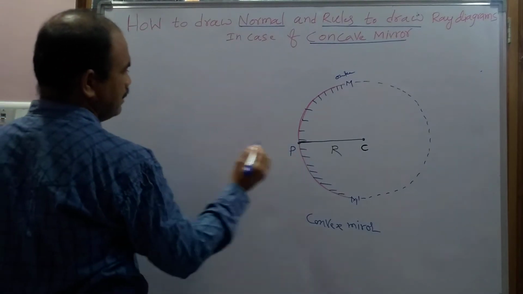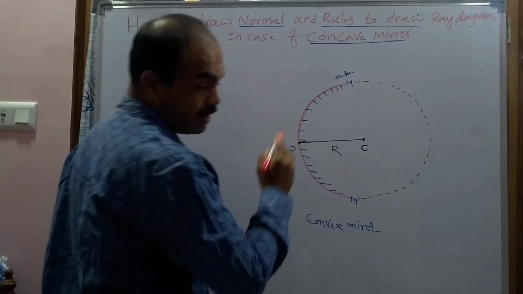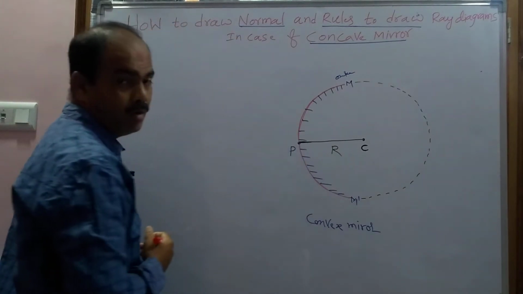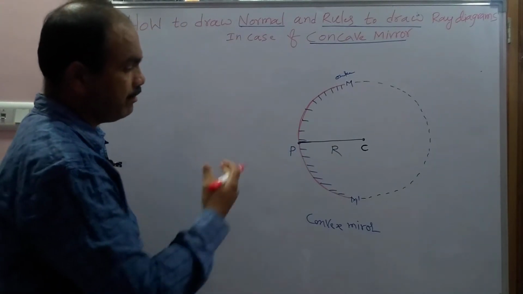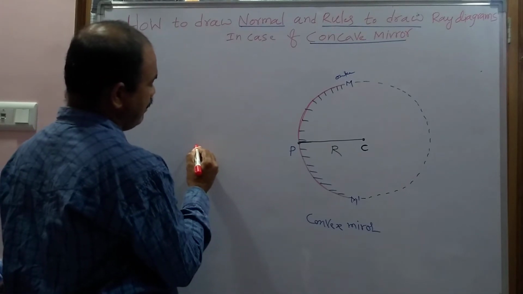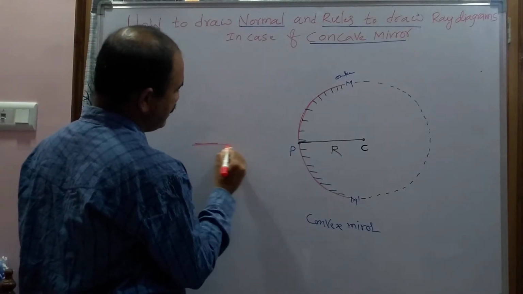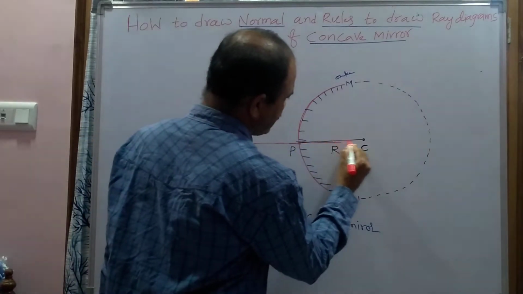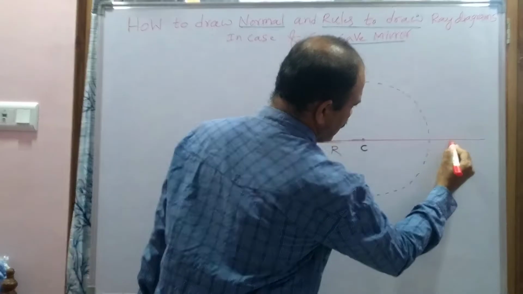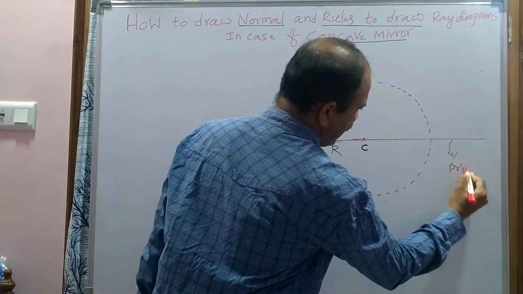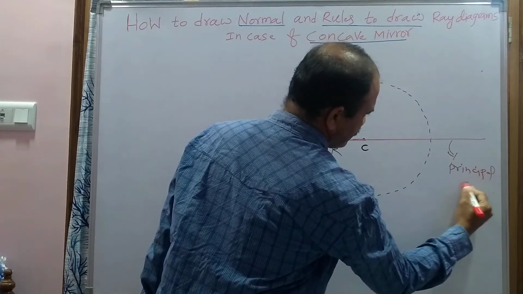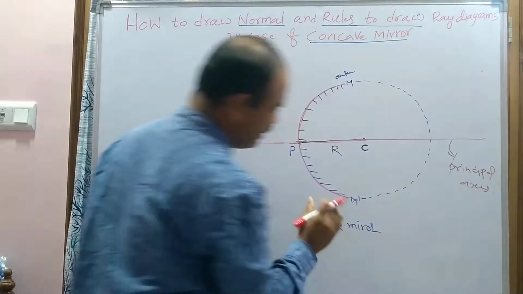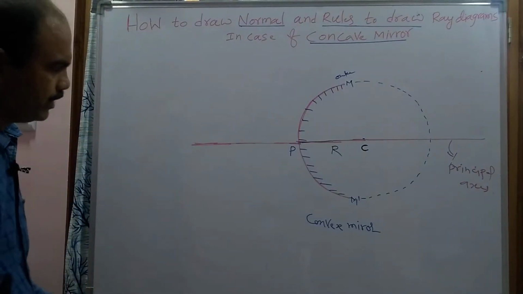Before discussing the focus, how can we draw the principal axis? When I draw an imaginary line passing through the pole and the center of curvature, that is called the principal axis. So this is the principal axis for the convex mirror. Now come to the focus.